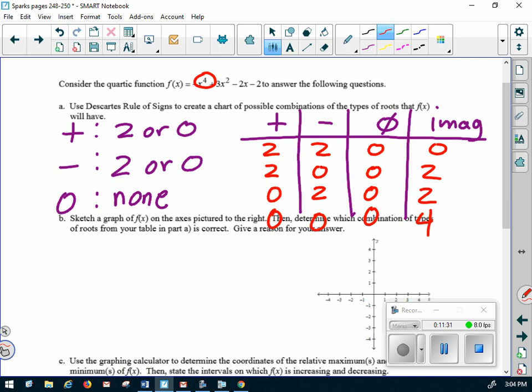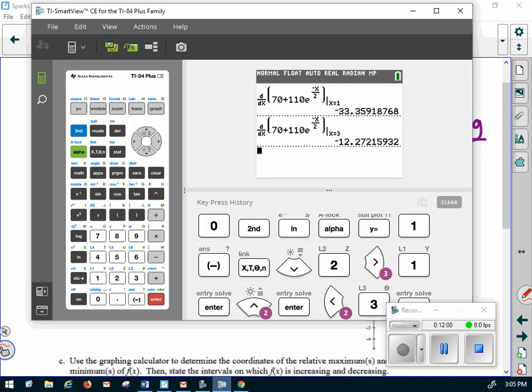Sketch a graph of f of x on the axis pictured to the right. Then determine which combination of roots from your table in part A is correct. Give a reason for your answer. You don't know what that looks like, neither do I. All I know is the y-intercept's -2. I know that's an even degree with a leading coefficient that's negative, so both ends open down. That's about all I got. Go to your calculator. I want you to graph it.